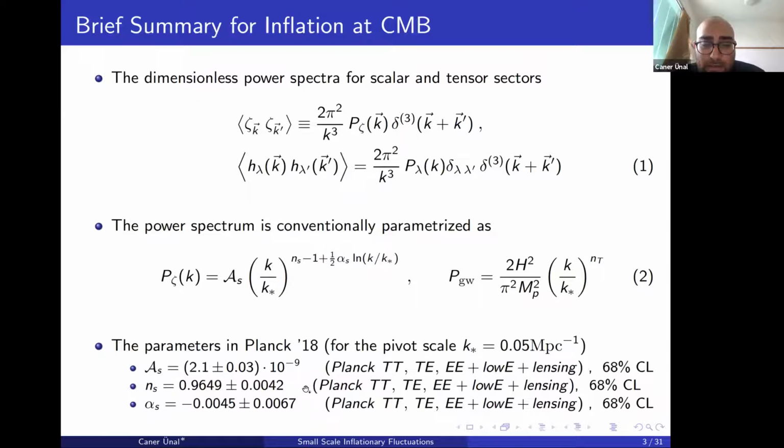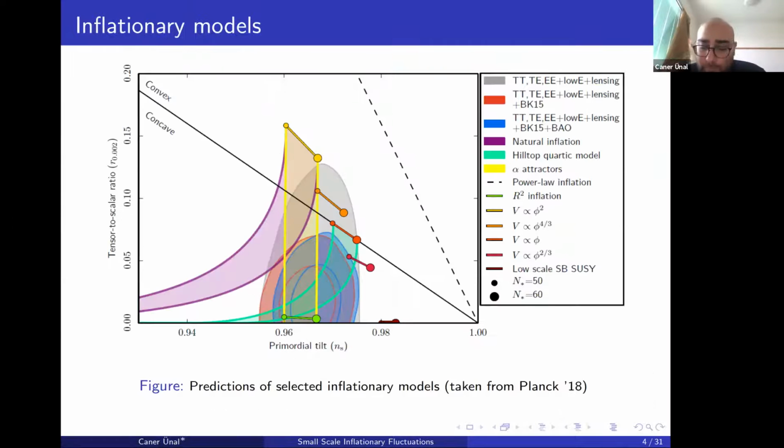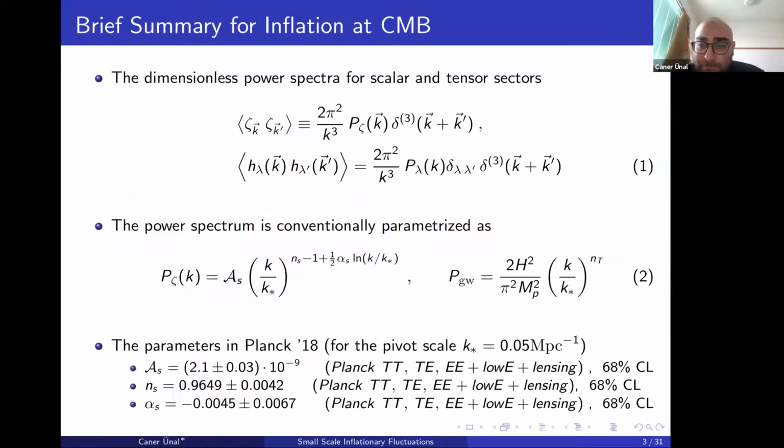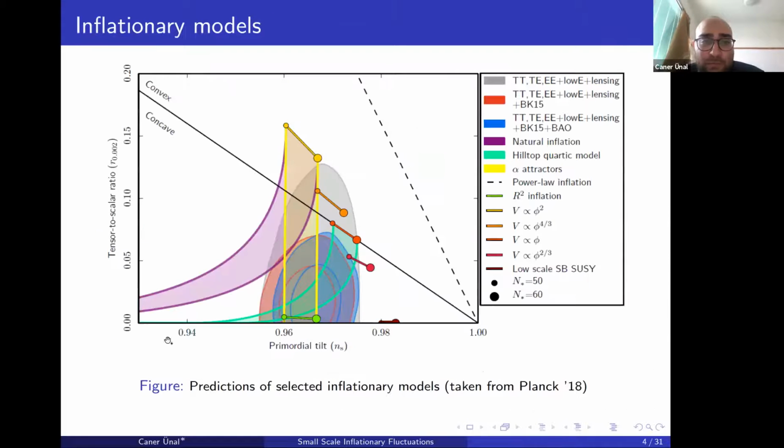I think these are the latest numbers. As you see, this is almost 0, and this n_s minus 1 is almost 0 as well. It's a very tiny number, 0.03. So people call this a nearly scale invariant spectrum. When you compute this n_s and P_GW over P_zeta, you come to this plot and check whether your model matches the predictions or not. You take your favorite inflation model and then you check it. There are so many models.